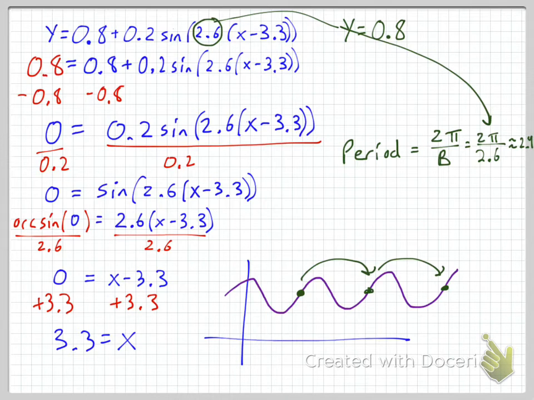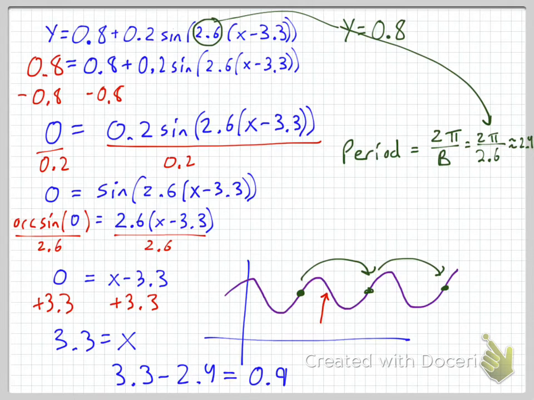That means with my 3.3, I could add 2.4 and I'd have another right answer. Or I could also subtract 2.4 and go the other way and have another correct answer. So what I want to do is get the answer that's closest to 0, because that's the one that usually makes sense in these situations, the one that happens first. And so I subtract 2.4 and I get 0.9. Now you can be a little more exact with that if you don't round quite so much, but that's very close to what you get for the x value.